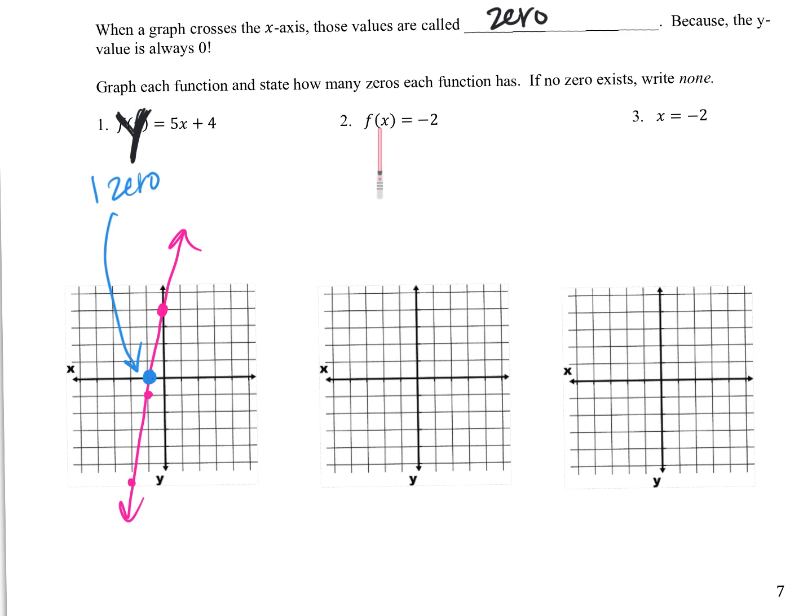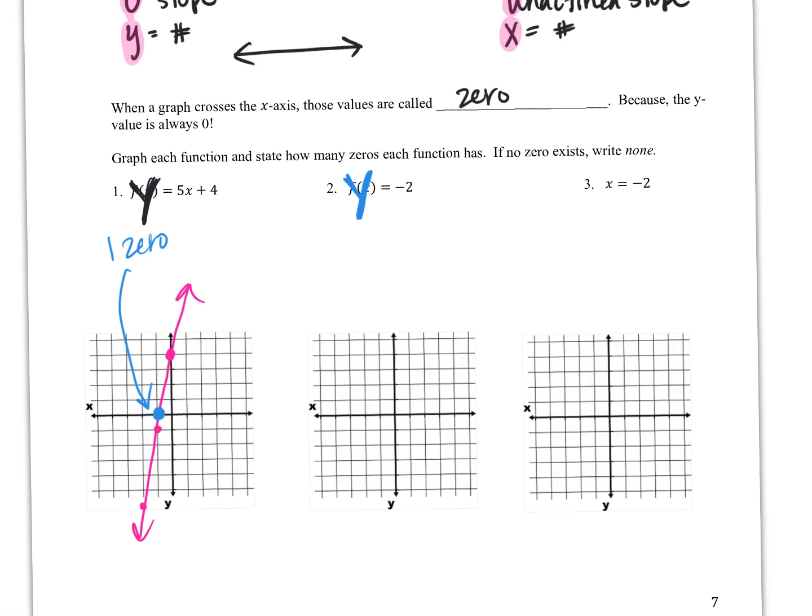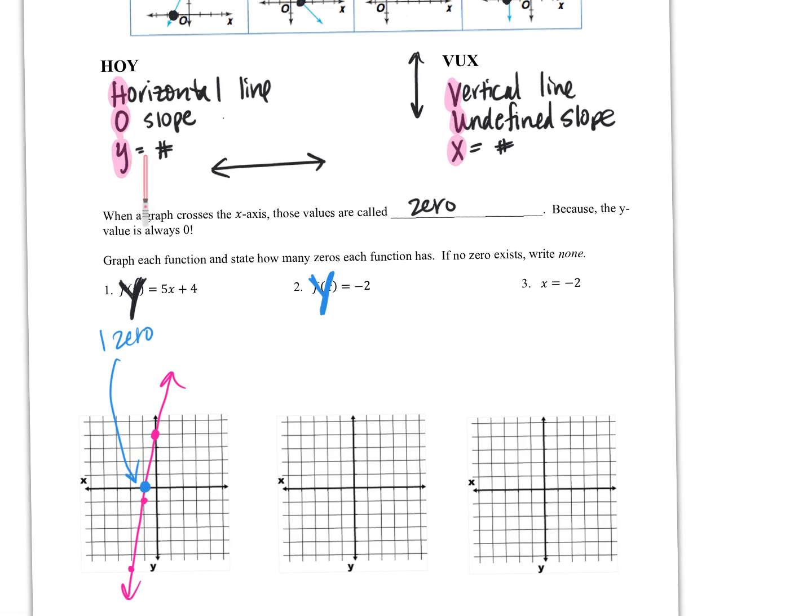What's f of x fancy for? Y. So this is just a y equals a number equation. Hoy or Vux? Hoy, y equals a number is a Hoy. So it's going to be a horizontal line. Where will that horizontal line be? -2. So you guys, I'm going to go to that y-axis. I'm going to go down 2, and I'm going to draw a horizontal line through it. And maybe you just remind yourself a little Hoy there. How many zeros? None. Zero zeros. Do you think zeros would be zeroes or zeros?